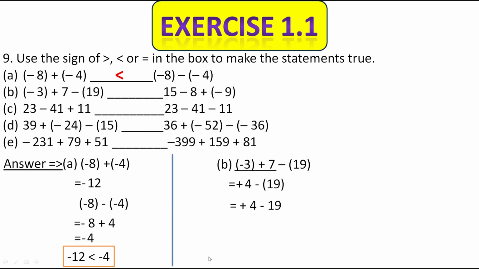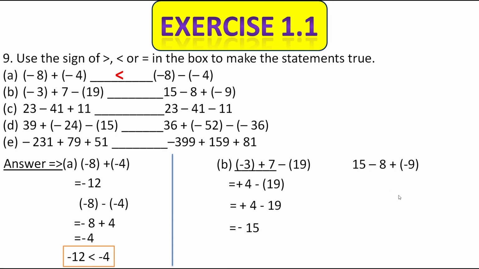Now both of them have different signs, so we have to subtract. 19 minus 4 is equal to 15, and here the bigger number is 19 and it has a minus sign, so we have to give the minus sign to the answer. So we got minus 15.